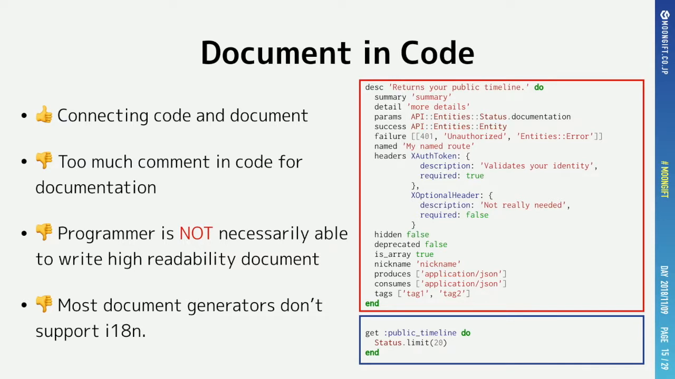This is a very simple example. The red line is documentation and the blue line is code. So programmers have to write many more lines of documentation than code.